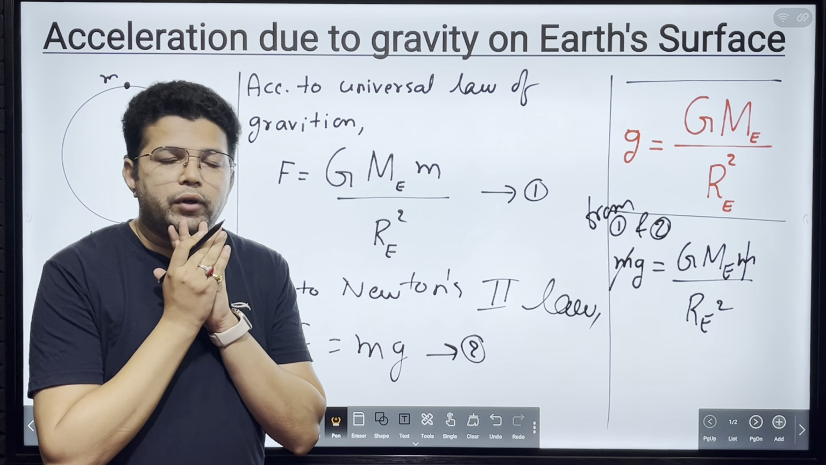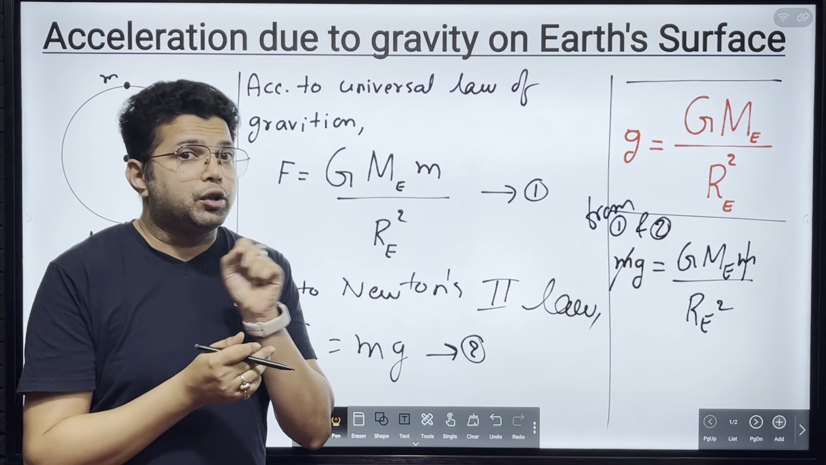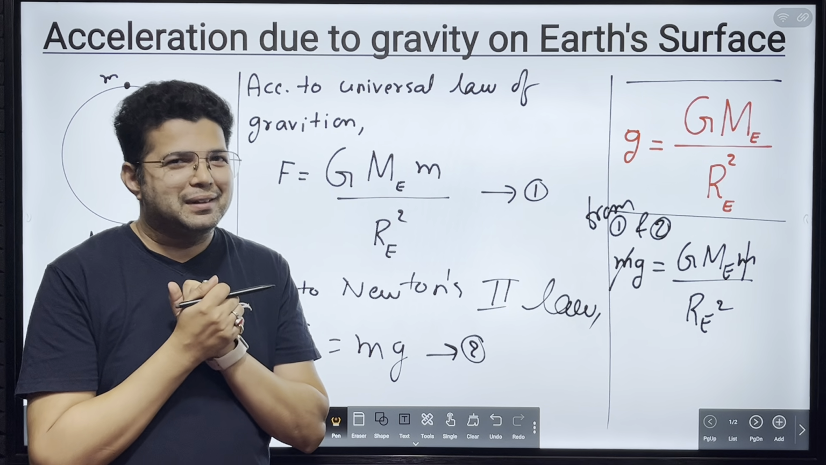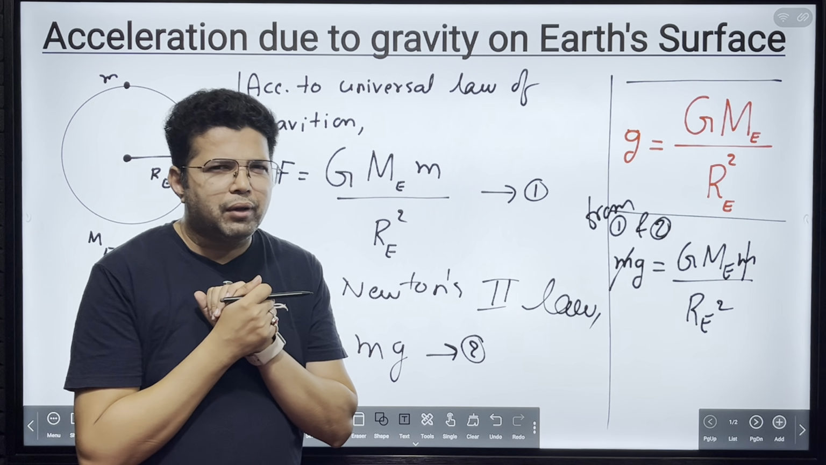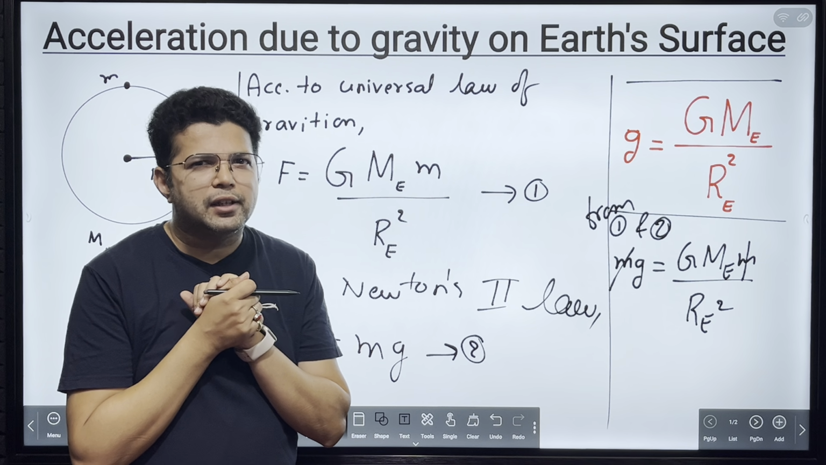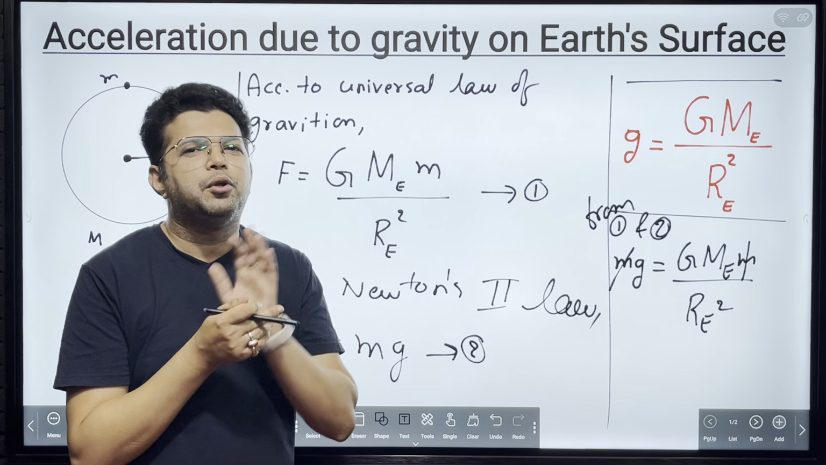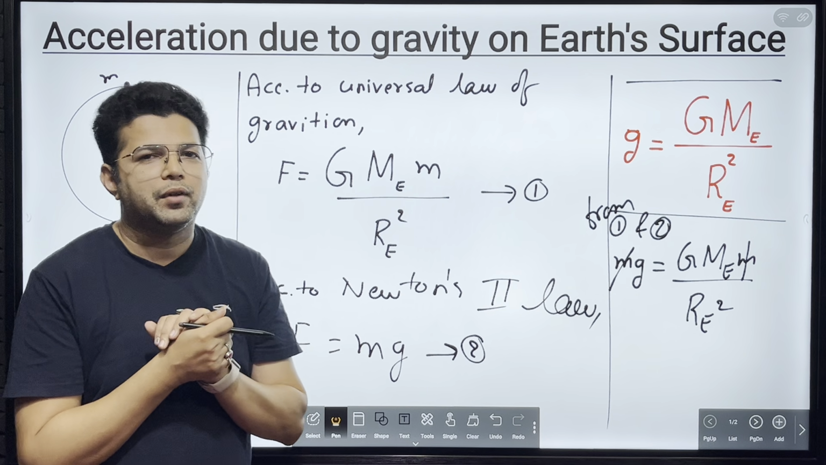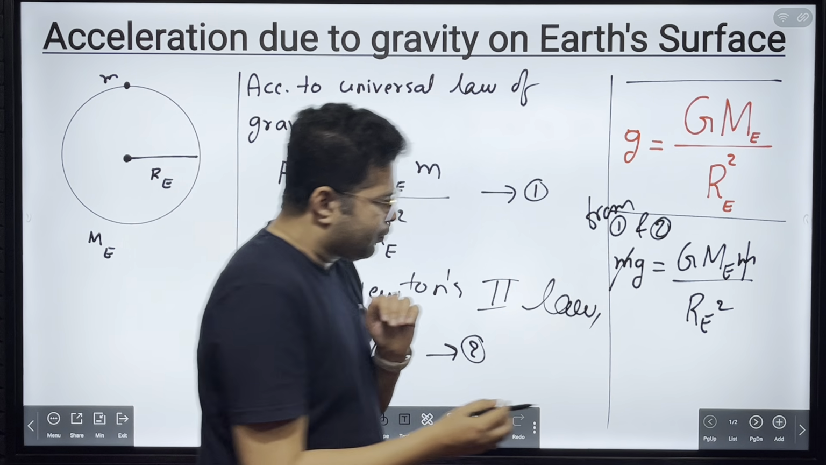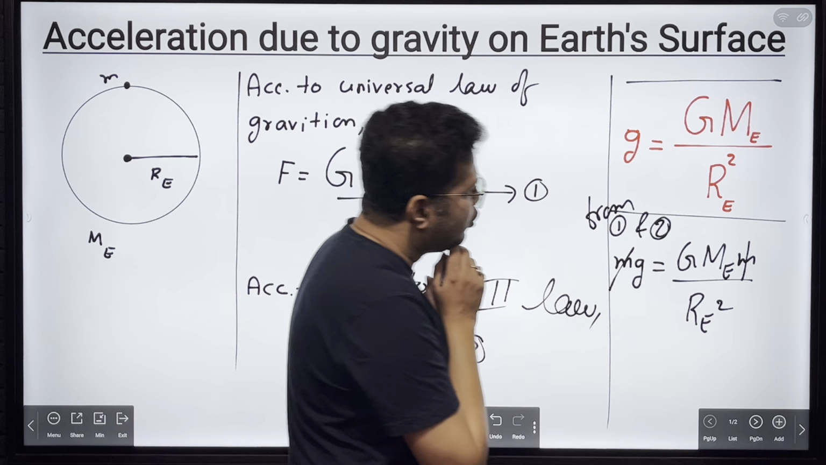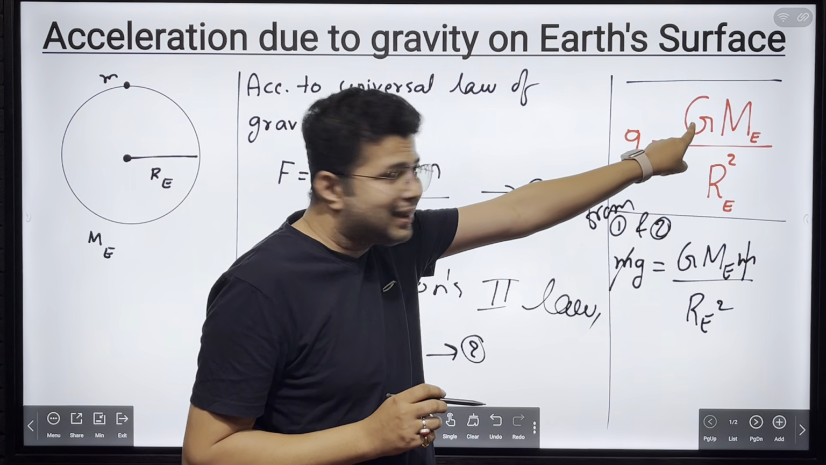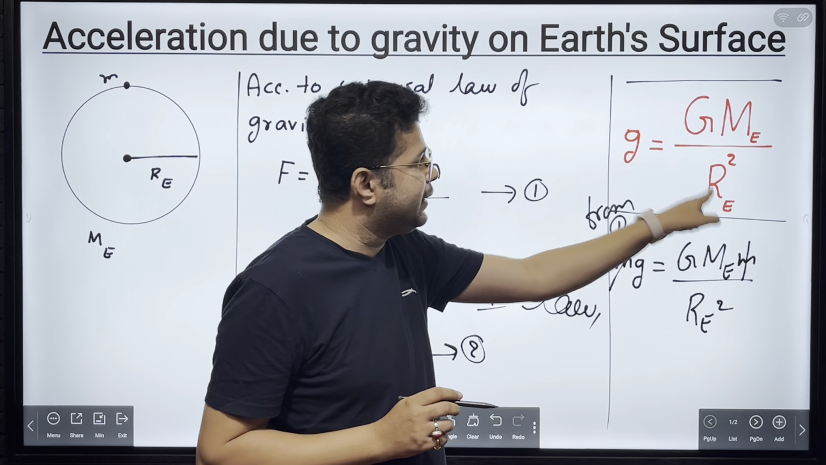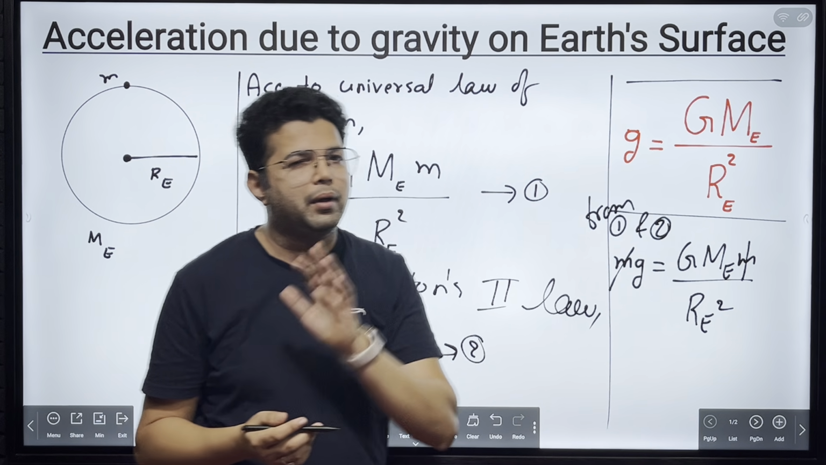Now we know that the value of g on the surface of earth is 9.8 meter per second square. We knew this in our high school, and we have used this value of g while studying the motion in a straight line chapter. We have taken g is equal to 9.8 or 10. Now we'll see if we substitute the values for universal gravitational constant, mass of earth and radius of earth, whether we get 9.8. We will check.